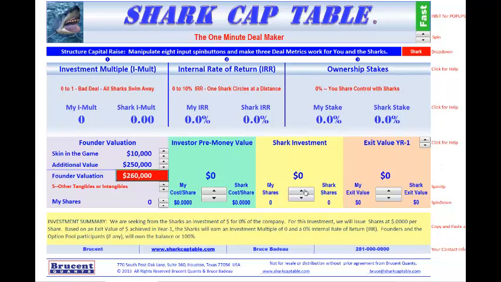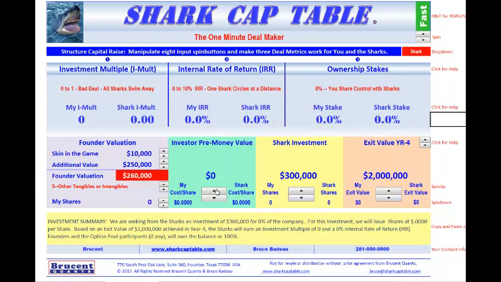Let's see how much money we want to raise from the sharks. Let's try $300,000. And to give it some value in the future, let's see if we could sell it for $2 million in year 4. Now the big one here is to figure out what the investors are going to have for their pre-money value. They may use this as a guide, and almost always they are going to keep it lower. Watch this number and see what happens.